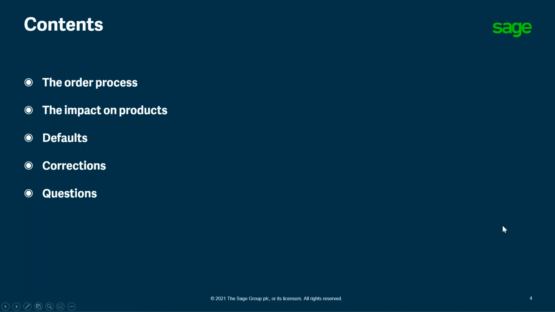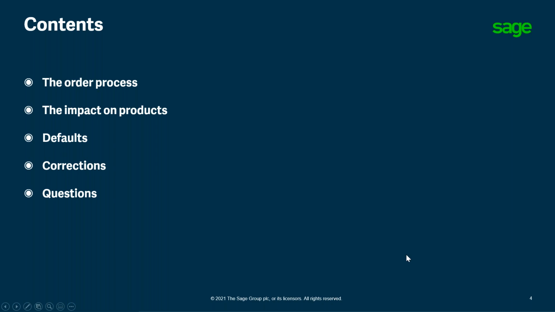So what are we going to cover today? First of all, we're going to look at the process of orders, what that process looks like. We'll have a quick look at the impact on products. We'll then look at some of the defaults as well, and we'll talk briefly around corrections. It should take us around 30 minutes to demonstrate all of that, and we have up till 3 p.m. today for any questions that you may have on today's topic. Please do get them across, but don't feel you need to wait till the end. You're more than welcome to submit them during today's session.